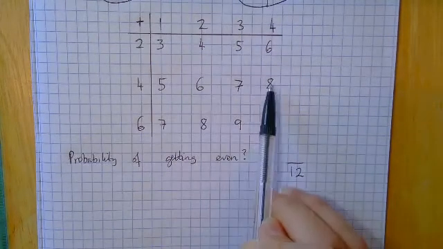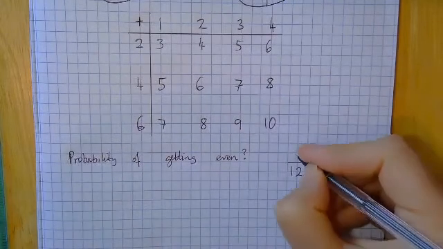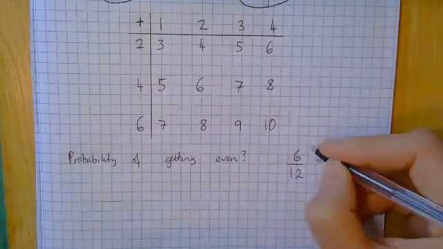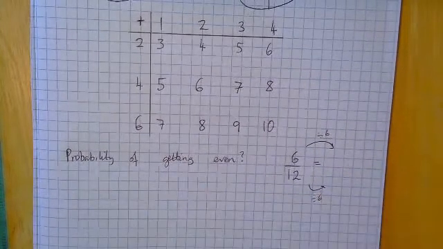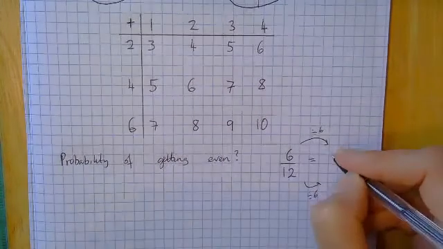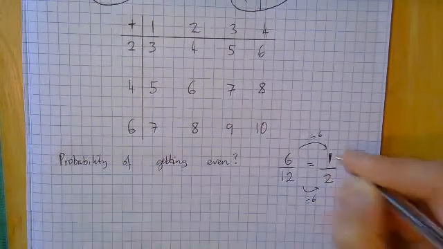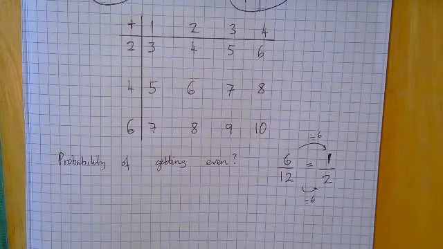What's the probability of getting an even number? Right, well, how many evens have I got? 1, 2, 3, 4, 5, 6. So I've got 6. And now, hopefully you're thinking, right, 6 over 12. I can divide the top and bottom by 6, or you could do it by 2 or by 3. 6 divided by 6 is 1, and 12 divided by 6 is 2. So that would be a half.